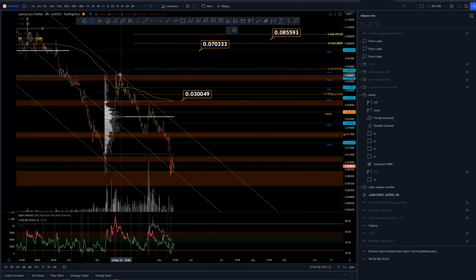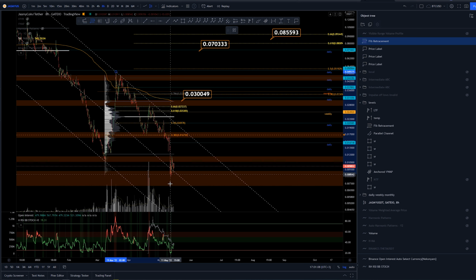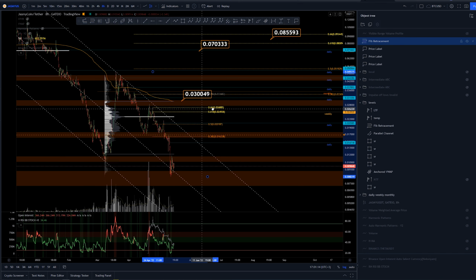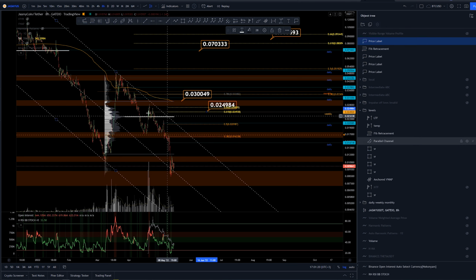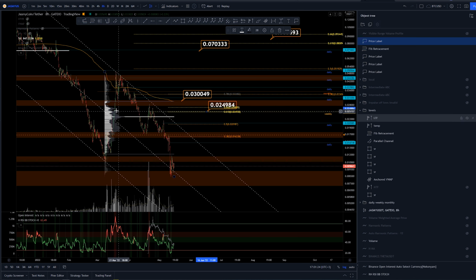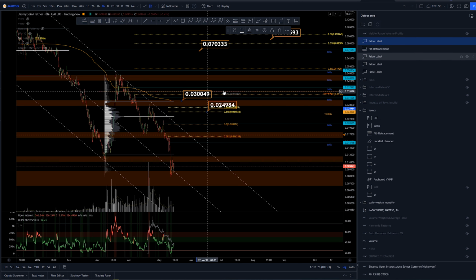Let's even draw a Fibonacci retracement from the all-time high, or these highs of March 2022. We can see the golden pocket lines up very well with the weekly level right here, just above the point of control. There is, however, quite a good amount of volume on the chart here, so no issues.